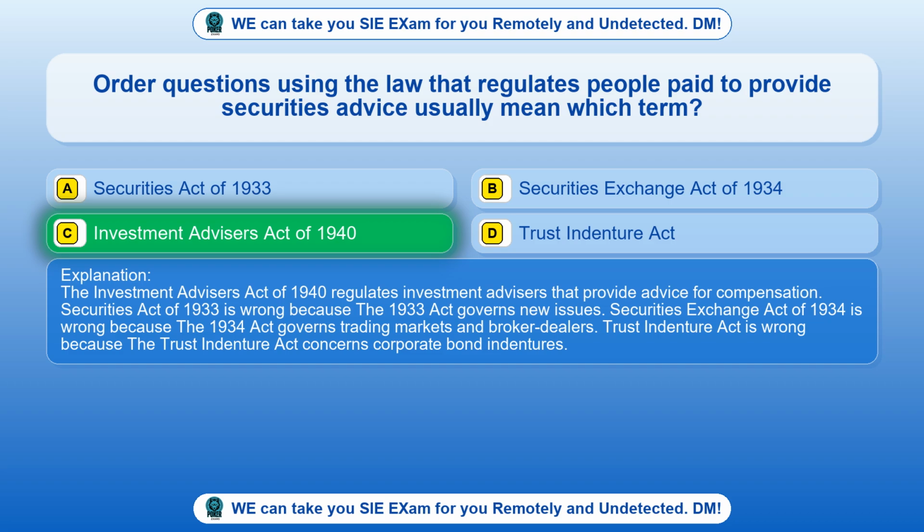The Investment Advisors Act of 1940 regulates investment advisors that provide advice for compensation. Securities Act of 1933 is wrong because the 1933 Act governs new issues. Securities Exchange Act of 1934 is wrong because the 1934 Act governs trading markets and broker-dealers. Trust Indenture Act is wrong because the Trust Indenture Act concerns corporate bond indentures.